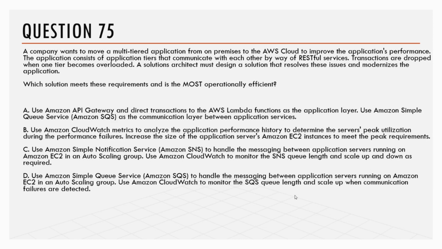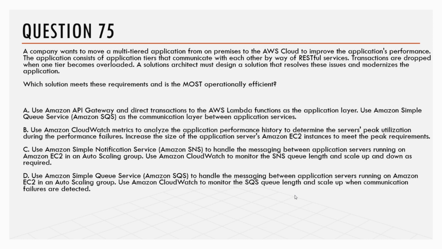Question number 75. A company wants to move a multi-tiered application from on-premises to the AWS cloud to improve the application's performance. The application consists of application tiers that communicate with each other by way of RESTful services. The transactions are dropped when one tier becomes overloaded. A solution architect must design a solution that resolves these issues and modernizes the application. Which solution meets these requirements and is the most operationally efficient?